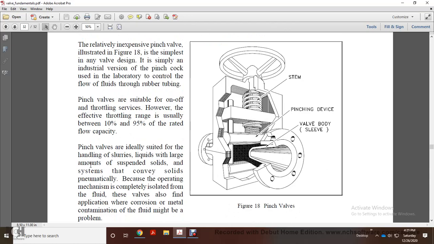Pinch valves are ideally suited for handling slurry liquids with large amounts of suspended solids, and systems conveying solids pneumatically, because the operating mechanism is completely isolated from the fluid. These valves are also applicable where corrosion or metal contamination of the fluid might be a problem. Figure 18 shows the pinch valve, a stem, a pinching device, and the valve body sleeve.